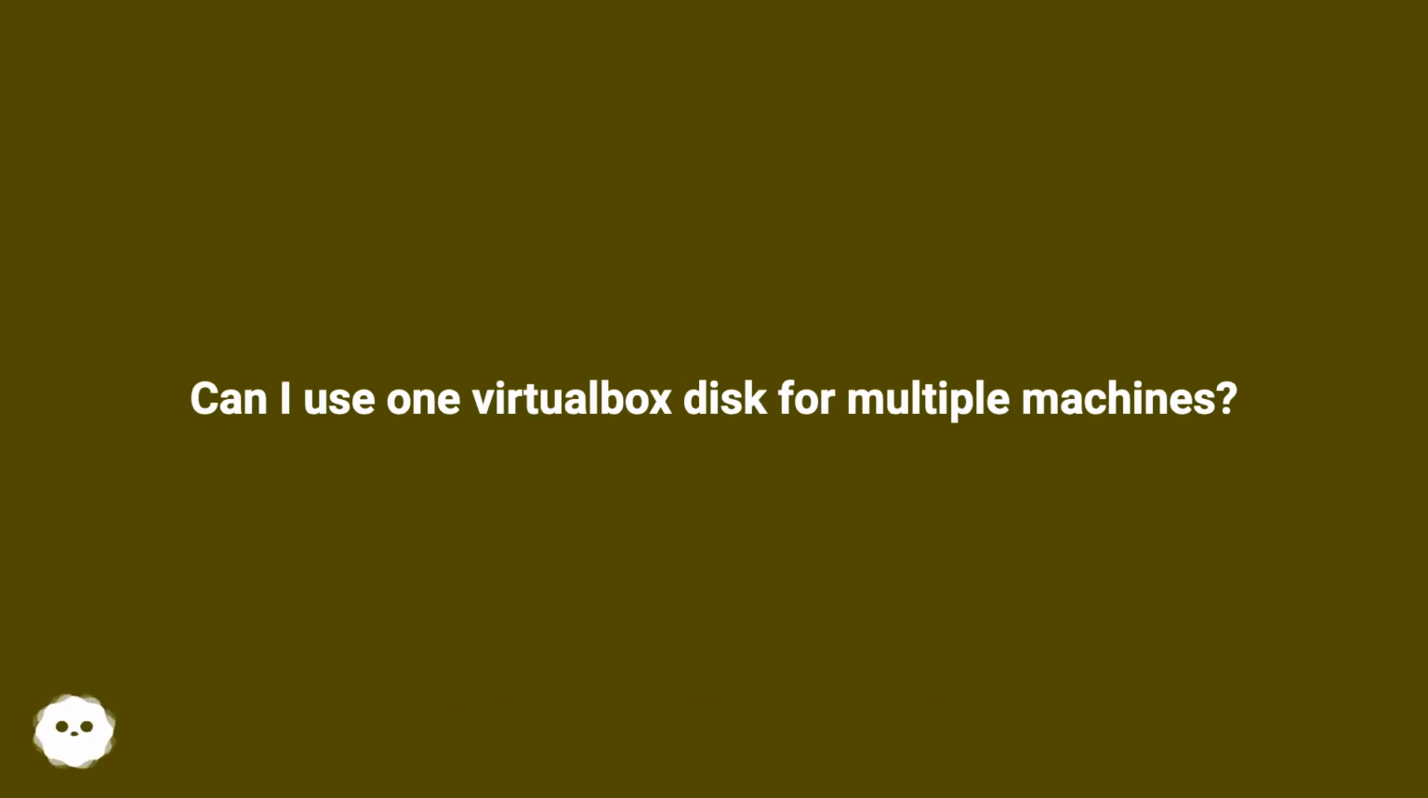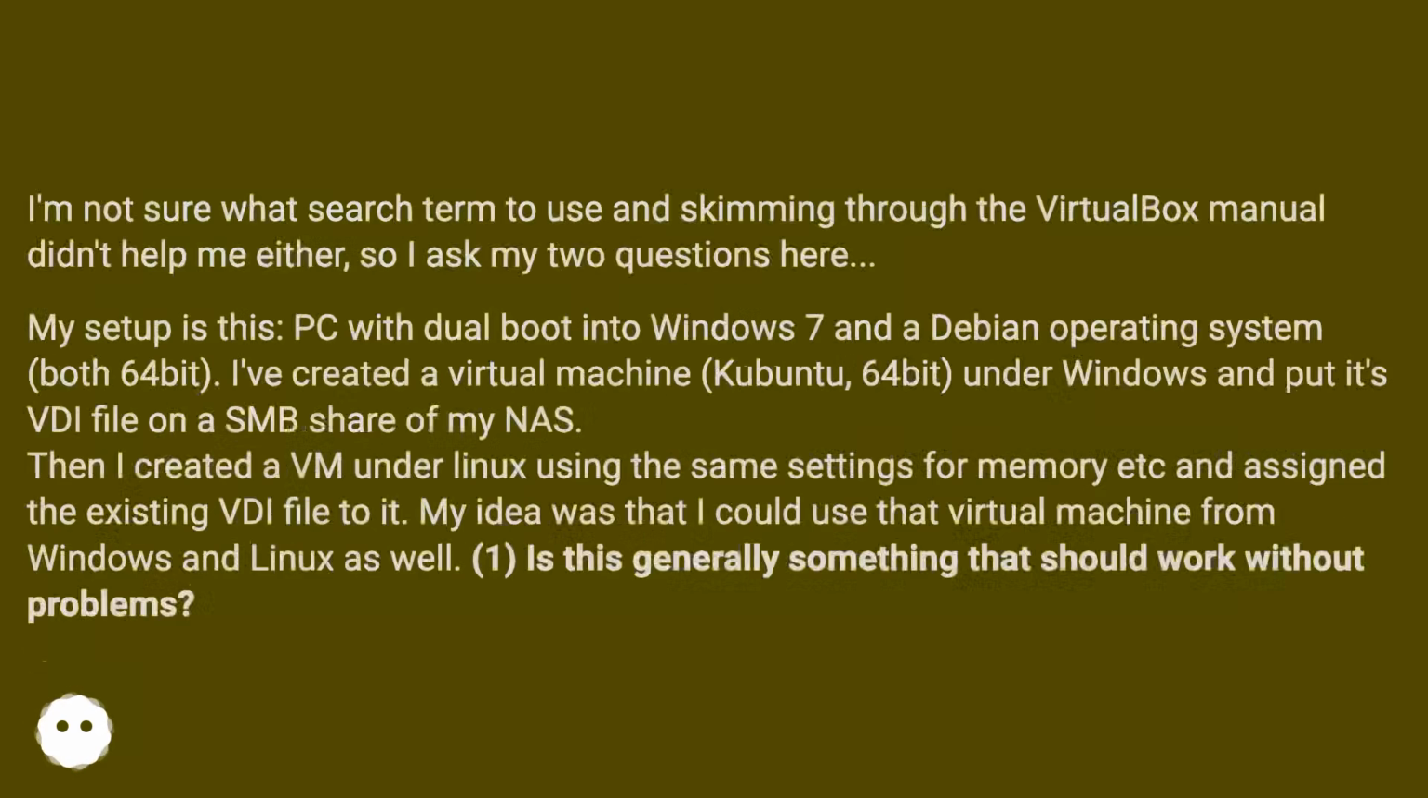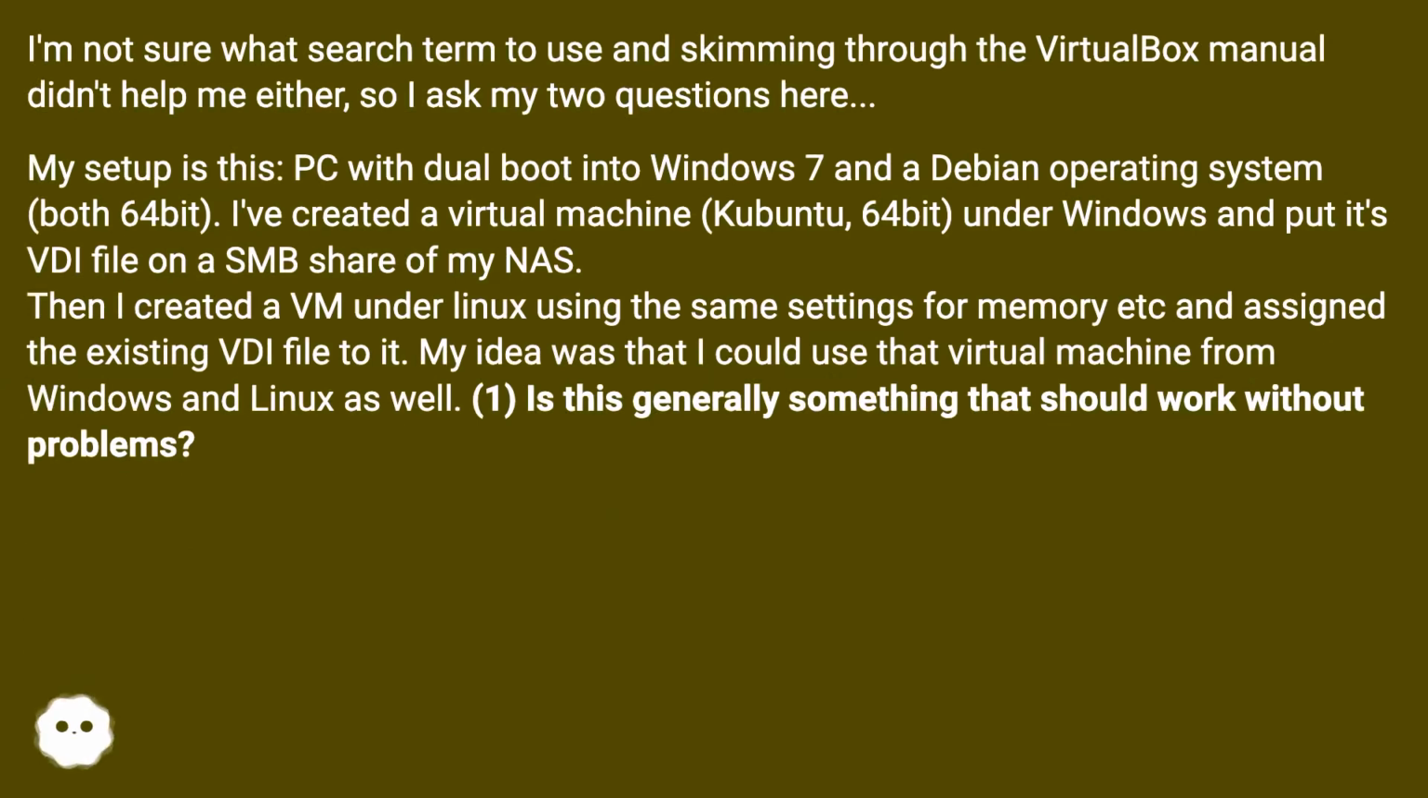Can I use one VirtualBox disk for multiple machines? I'm not sure what search terms to use, and skimming through the VirtualBox manual didn't help me either, so I ask my two questions here. My setup is this: a PC with dual boot into Windows 7 and a Debian operating system, both 64-bit.